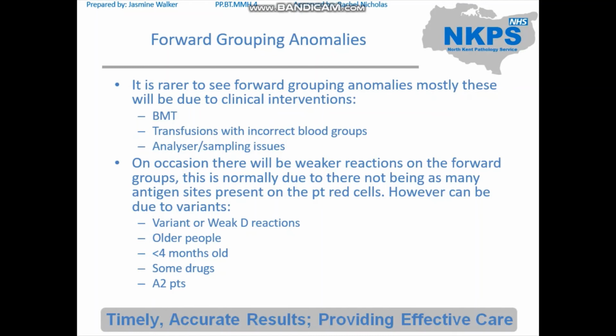Forward grouping anomalies. It's rarer to see forward grouping anomalies. Most of these will be due to clinical interventions, so bone marrow transplant again, transfusions with the incorrect blood groups, or analyzer sampling issues. On occasion, there will be weaker reactions on the forward groups. This is normally due to there not being as many antigen sites present on the patient red blood cells. However, it can be due to variants. So a variant or weak D reactions, old people, again less than 4 months old, some drugs, A2 patients.